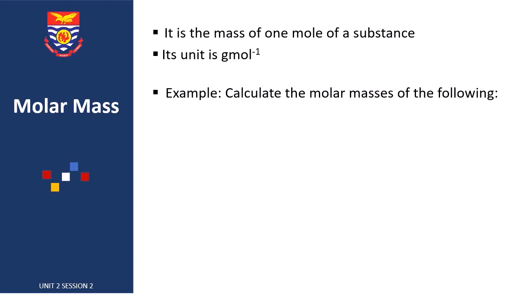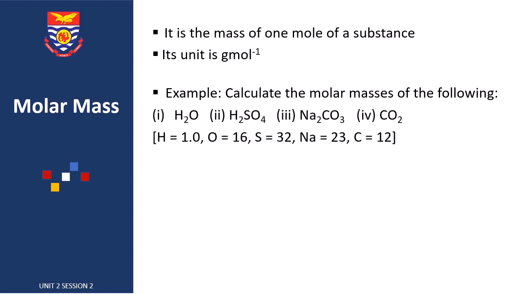Here we can do some calculations. We can find the molar masses of some compounds. For example, let's look at the molar masses of water, sulfuric acid, sodium carbonate, and carbon dioxide. Now, to do this, we need the relative atomic masses, and for that, hydrogen has been determined to be 1, oxygen is 16, sulfur is 32, sodium 23, and then carbon 12.